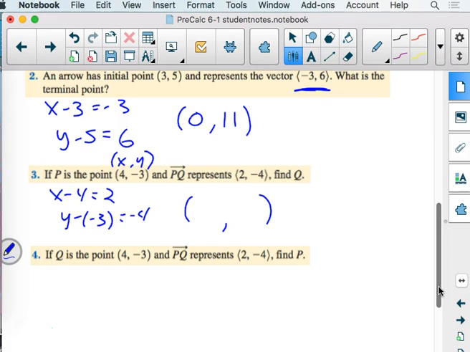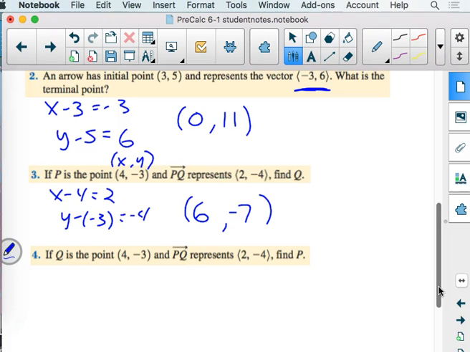What minus 4 gives you 2? What minus a negative 3 gives you negative 4? Yeah, that one's a little bit easier to do algebraically because there are so many negatives to keep track of here.